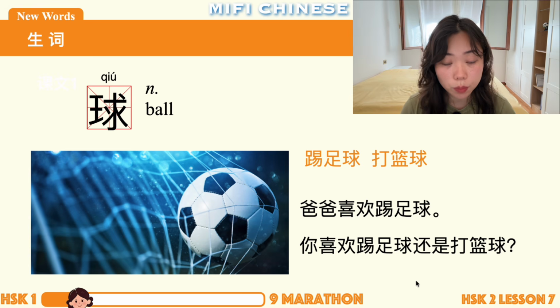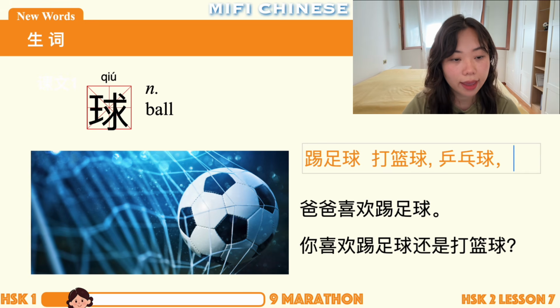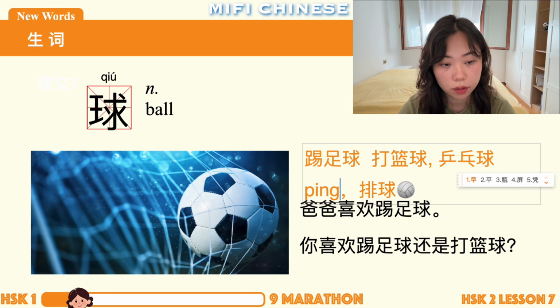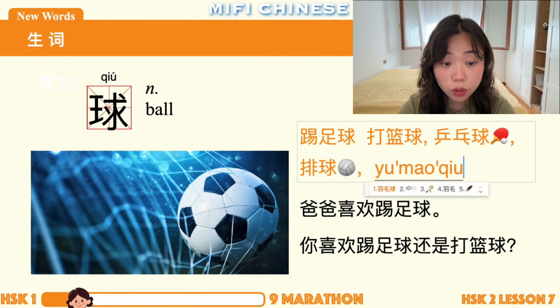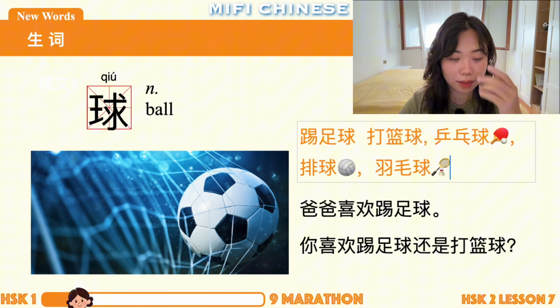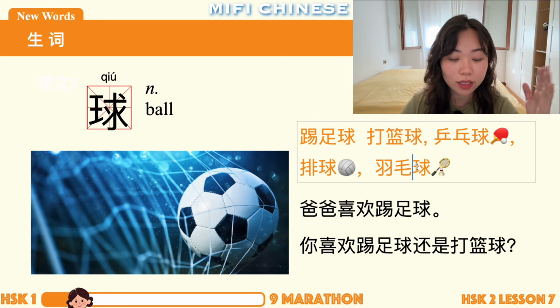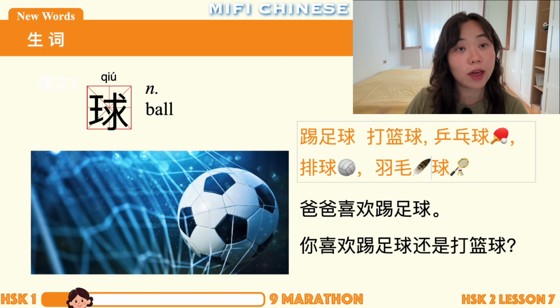Okay, next one. 球, in general, ball. 足球, 篮球. Do you know any other sports that you play with a ball? For example, 乒乓球, right? Ping pong. And then what else? We have 排球. That is volleyball. We also have 羽毛球. 羽毛球 is what? Badminton. So 羽毛球 is an interesting word. What is 羽毛? If you say only 羽毛, it actually means feather. So the literal translation of badminton in Chinese is feather ball.